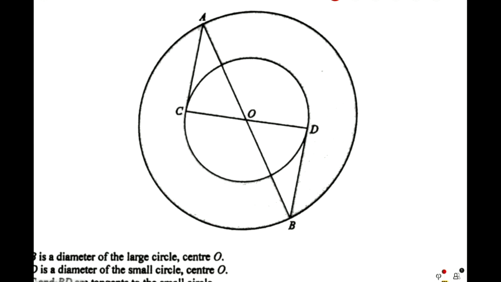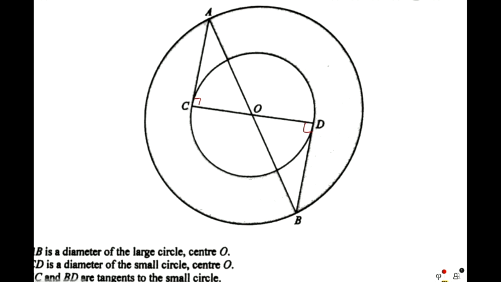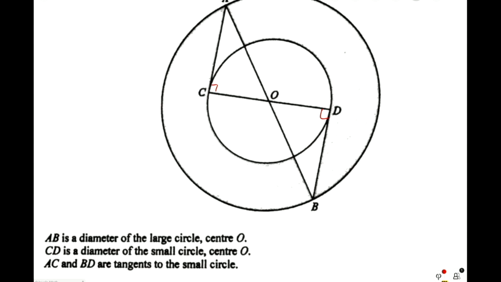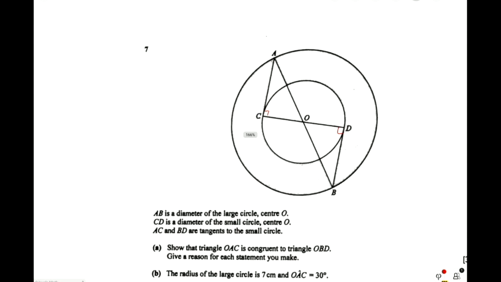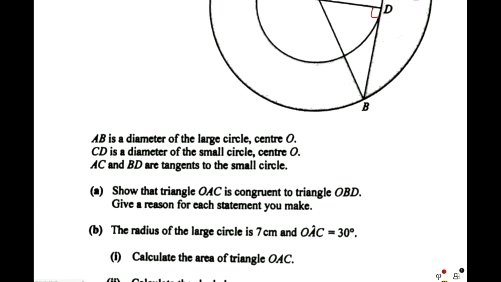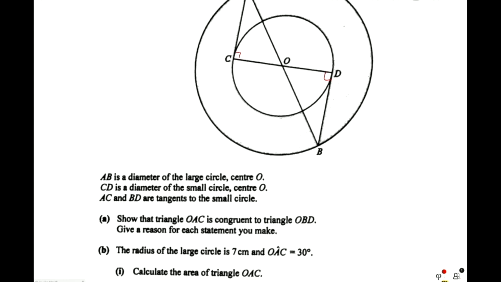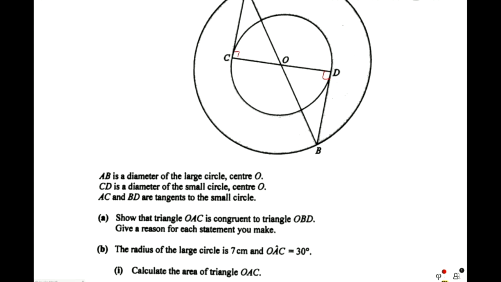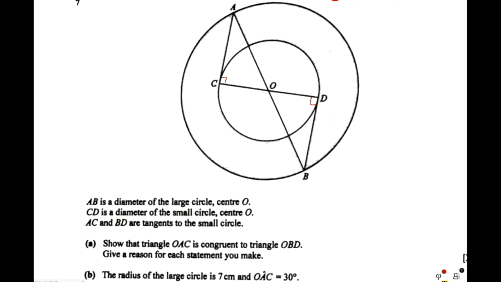Okay, so first of all, we have a diameter, so this must be 90 degrees. This also 90 degrees, and that's all I know. Do you have any other information? No, I still don't know what else to see. Okay, so let's say AB is a diameter, CD is a diameter, AC are tangent. Show that OA is congruent to OBD. Let's find OAC first.